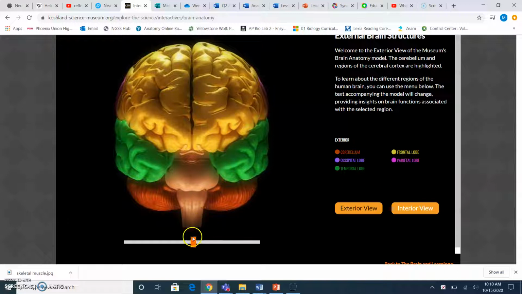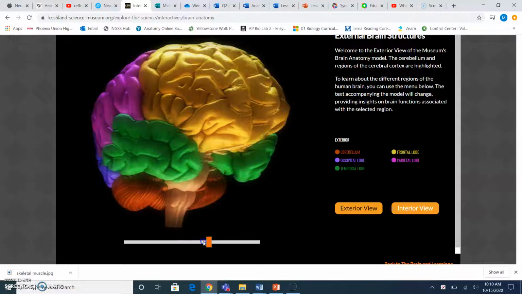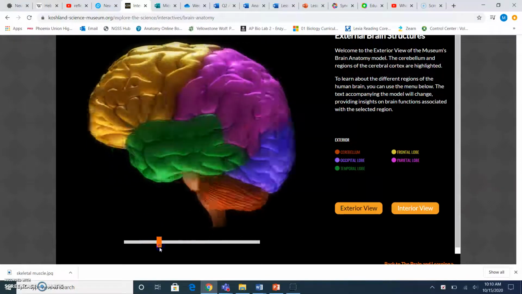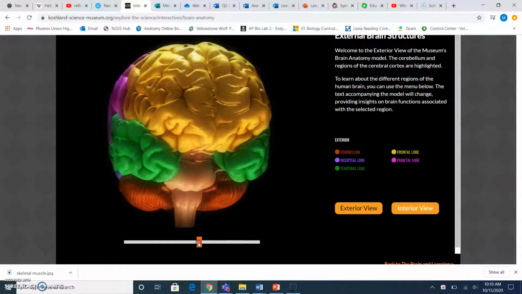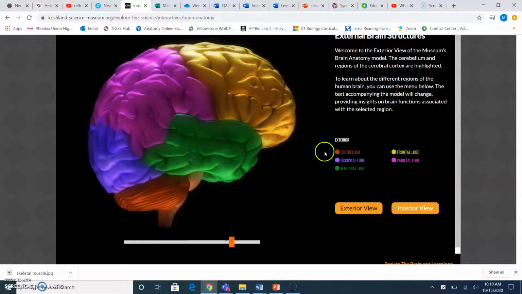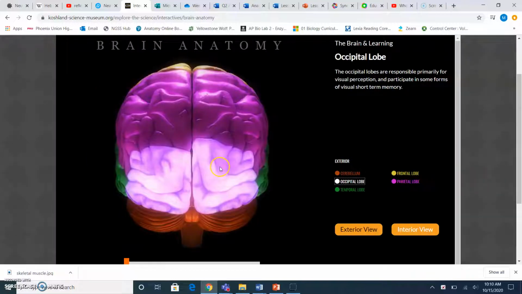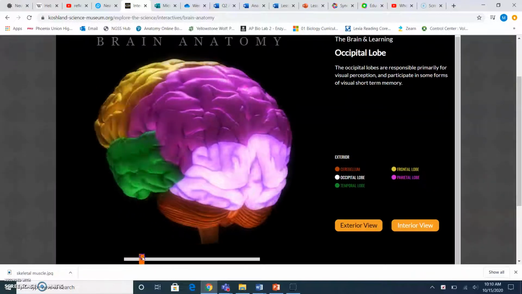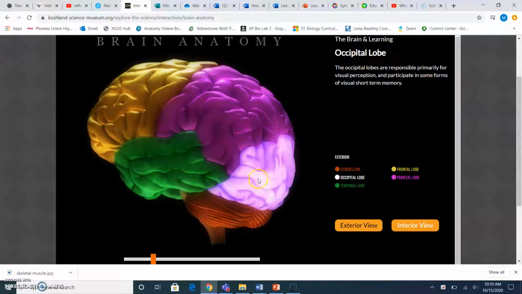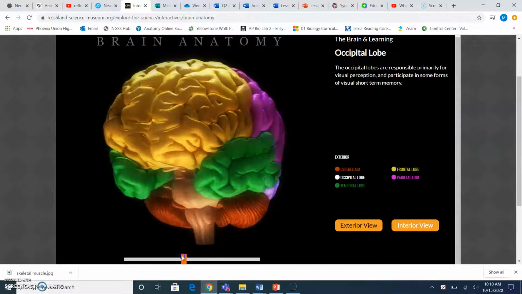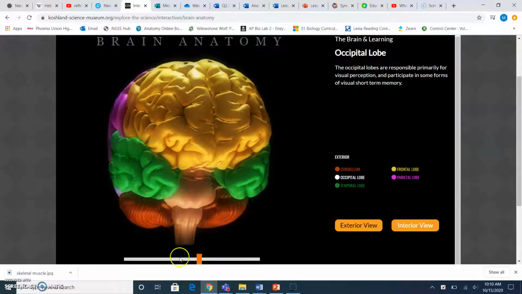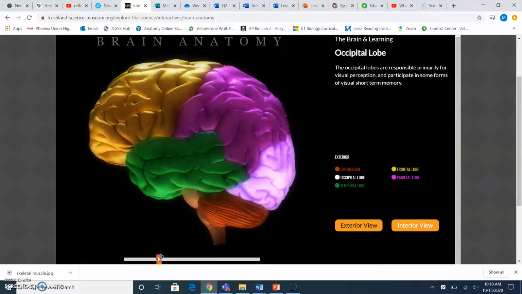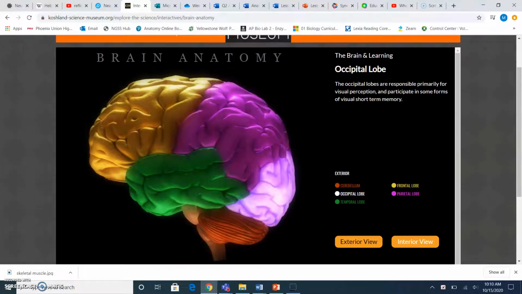As you can see, you can rotate this brain by clicking on the slider bar on the bottom and moving it left or right. That'll help you locate some of these lobes. They are color-coded over here. And when you click on one, like the occipital lobe, it will light up for you. You can then kind of rotate around. You can then see, hey, that's the occipital lobe, so that you can kind of use that information to answer some of the questions that will follow in the next few slides.